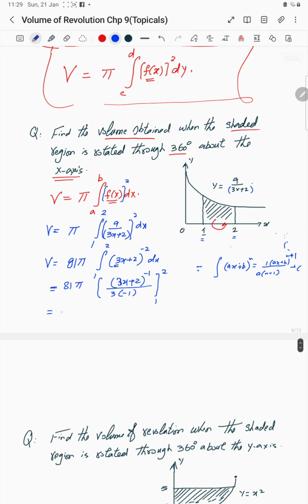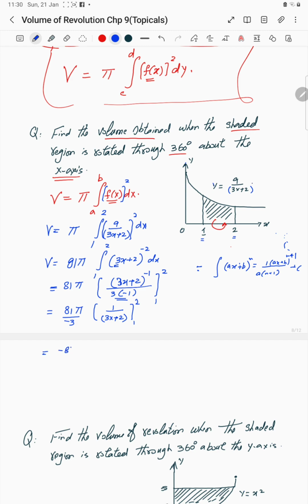So further simplification, 81 pi. Now what to do? We can apply the limits rule, the upper limit minus lower limit. You can take this -3 outside and put it here. It doesn't affect it. It will be 1 over 3x plus 2 power 1, limit 1 to 2. Now apply the upper limit minus lower limit.